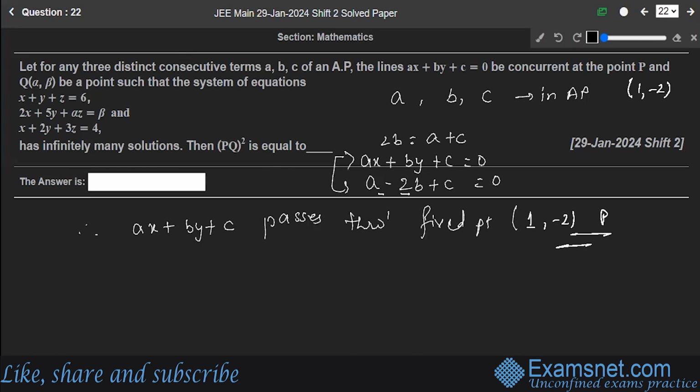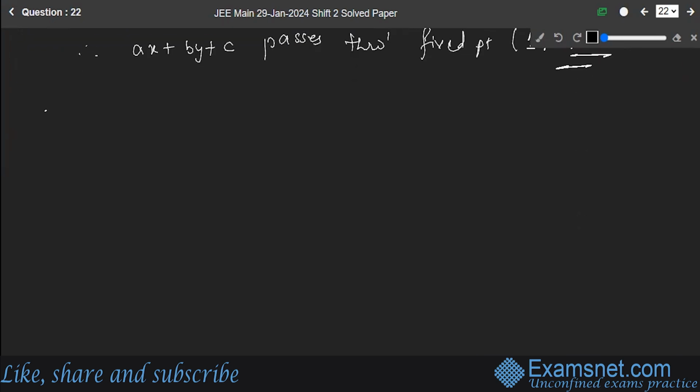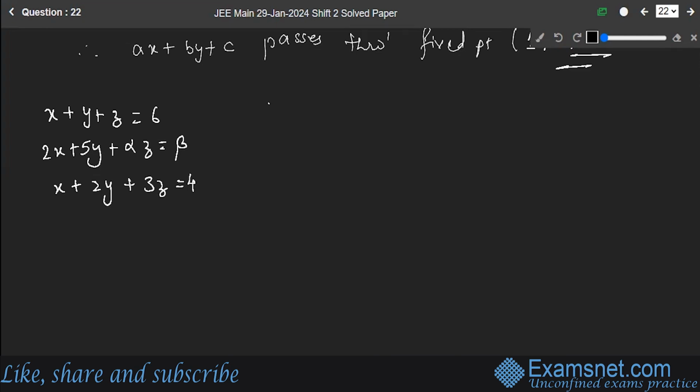Now, let's move to finding the coordinates of Q. I want to have two variables over here, alpha and beta. You are given that this system of equations has infinitely many solutions. These are the equations: x plus y plus z is equal to 6, 2x plus 5y plus alpha z is equal to beta, x plus 2y plus 3z is equal to 4. For infinite solutions, you know that D is equal to D1 is equal to D2 is equal to D3, all the determinants are equal to 0.